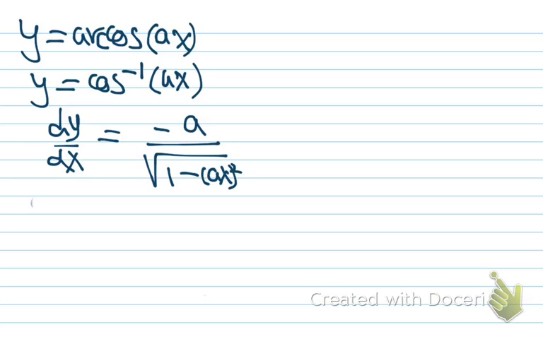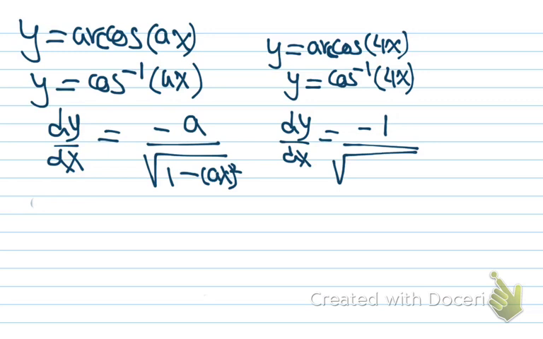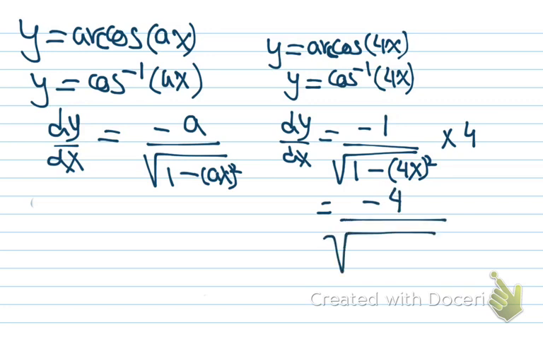So for example, you've been given a question like this: y is equal to arccos 4x, which simply means y is equal to cos inverse 4x. So all you need to do is put this in the formula. Dy over dx will be equal to minus 1 over under root of 1 minus 4x, the whole thing squared, multiplied by 4. So your final answer is minus 4 divided by under root of 1 minus 16x squared.